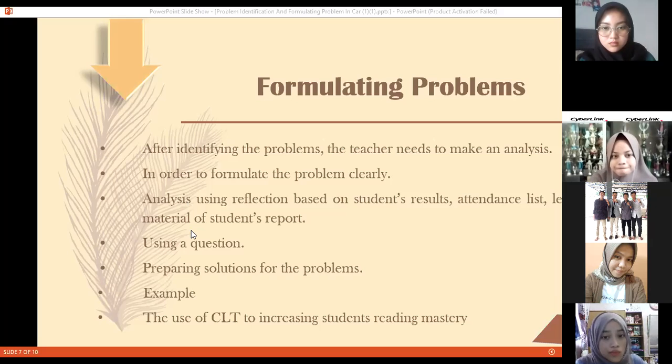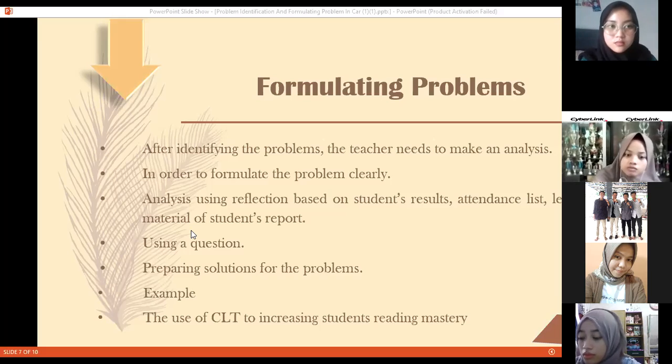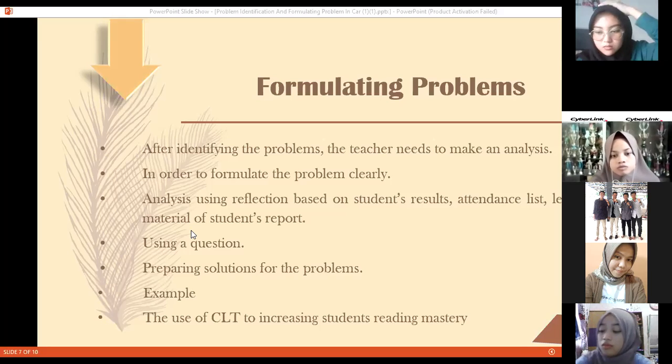Here, there are several steps in formulating problems. The first, after identifying the problems, the teacher needs to make an analysis. Second, in order to formulate the problem clearly. Third, analyze using reflection based on student results, attendance list, learning material, and student report. And next, using a question. And next, preparing solutions for the problems. And next, an example. And the last one, the use of cards to increase student reading mastery.